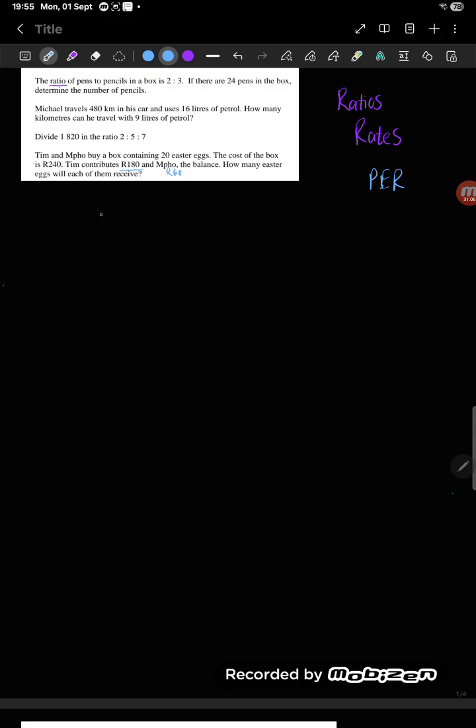So in terms of money, I've got Tim to Mpho, and Tim is 180 and Mpho is 60. And this is in rands. How many Easter eggs will each of them receive? Meaning Tim put in 3 times as much as Mpho put in. So he should probably get 3 times as much. But let's do the calculations.